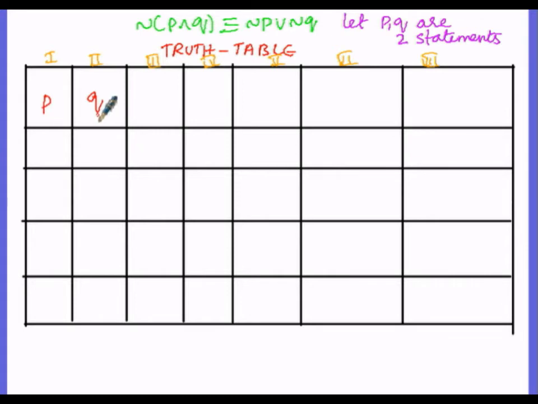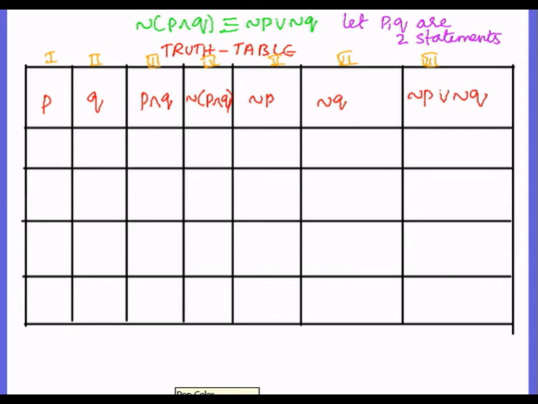In order to find out the LHS, first of all let us find out the bracket P and Q under the third column. Then let us find out the negation of that bracket, P and Q, under column number 4. Then on the RHS we need negation P, and similarly negation Q. On the whole, the RHS is negation P or negation Q. Now let us find out the truth values of these simple statements.